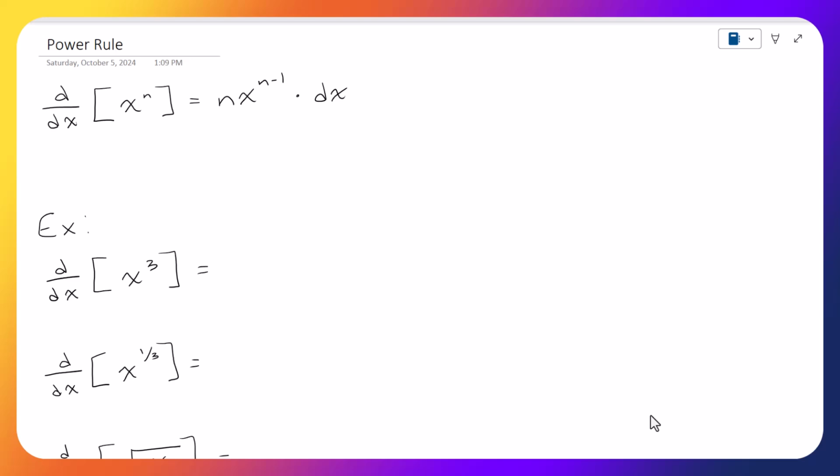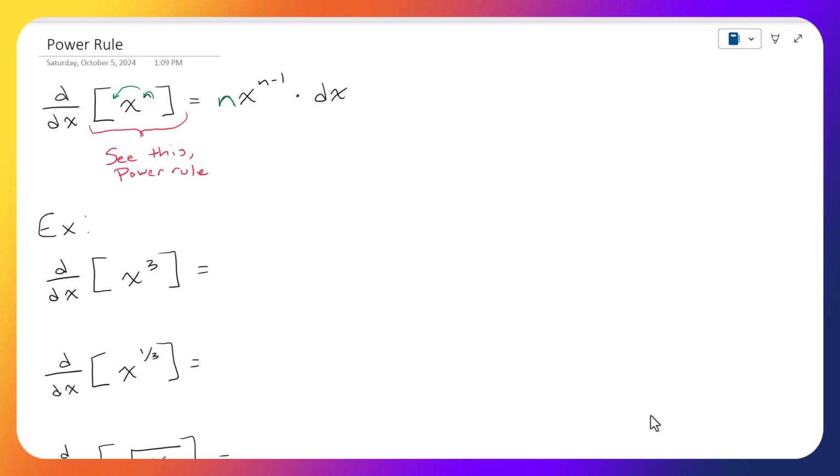Okay, so if we have our power rule, it means we have some variable to a certain power. That is what tells me that we need to use the power rule. So I want to see something that looks like x to the n. And if we see this, it means the power rule. And all that happens is we take our exponent and we bring it to the front.